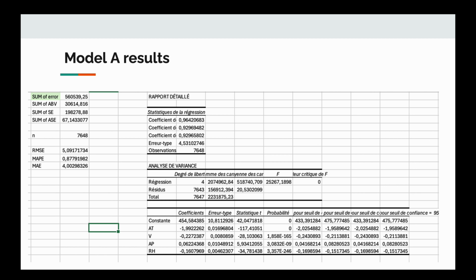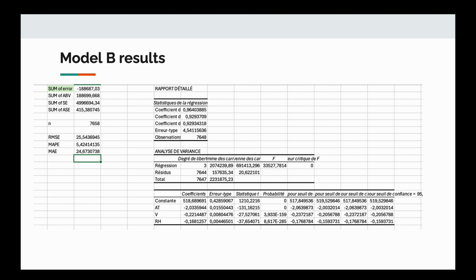The metrics used for the validation of the models will be root mean square error, which is RMSE, mean absolute percentage error, MAPE, and mean absolute error, which is MAE. In our Model A, based on the 7,648 observations, we have found the following results: an RMSE of 5.0917, MAPE of 0.8779, and finally MAE of 4.0029.